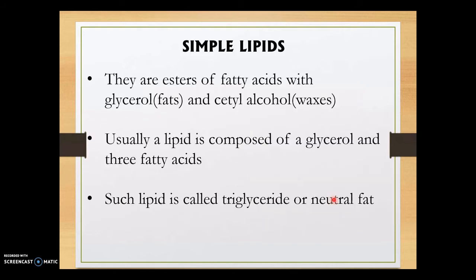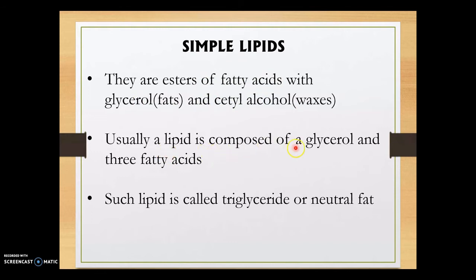Now, what is the definition of simple lipids? They are the esters of fatty acid and glycerol. So fats are made up of glycerol and fatty acid, while waxes are made up of fatty acid and cetyl alcohol.